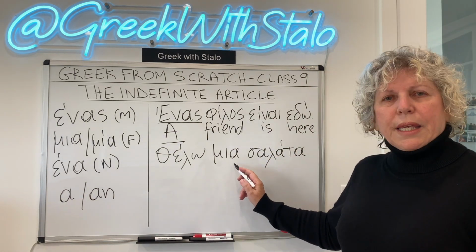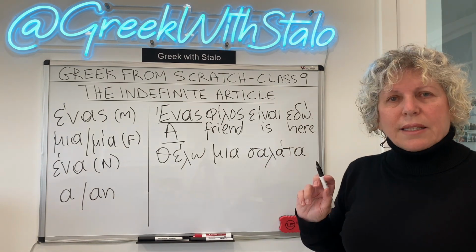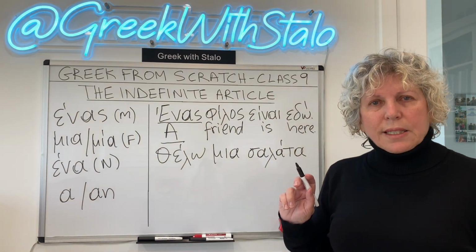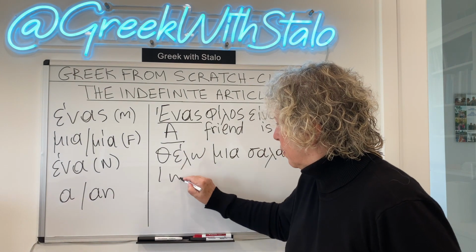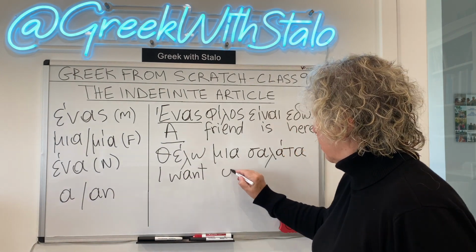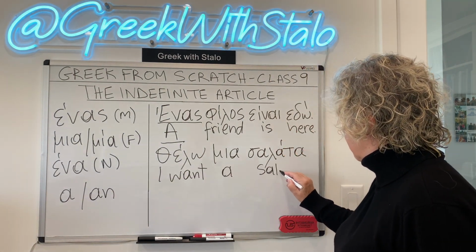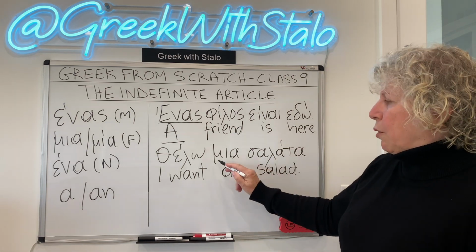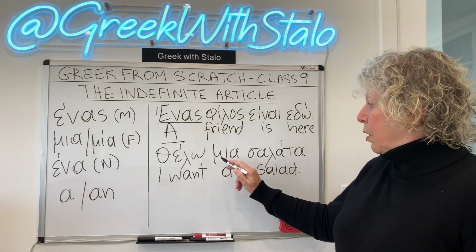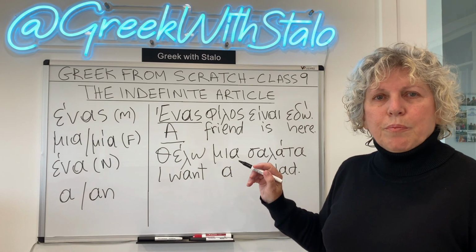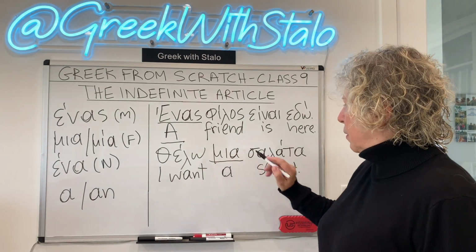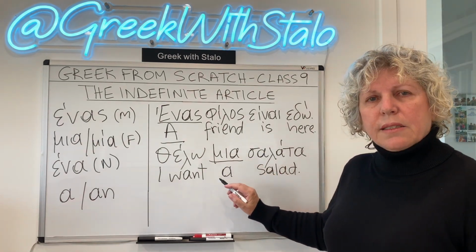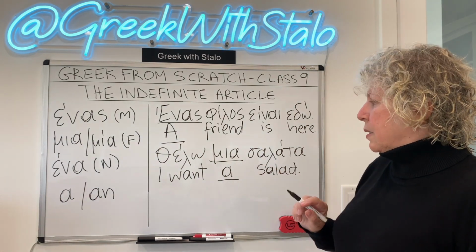Θέλω μια σαλάτα. I want a salad. Here we have the feminine form of the indefinite article, μια, and it's translated as "a salad".